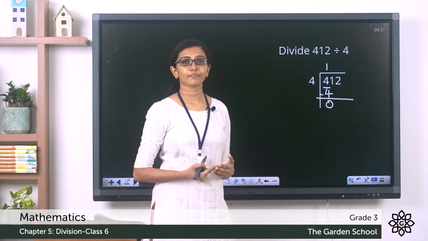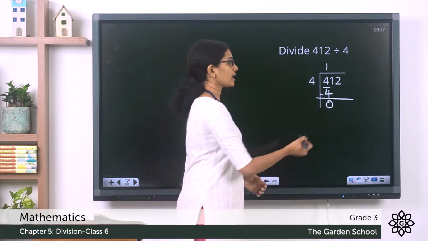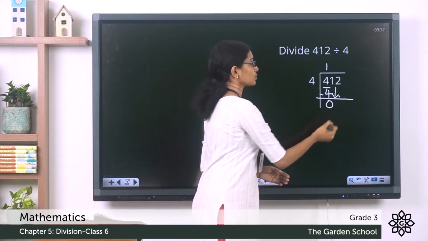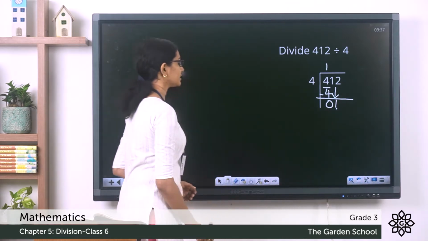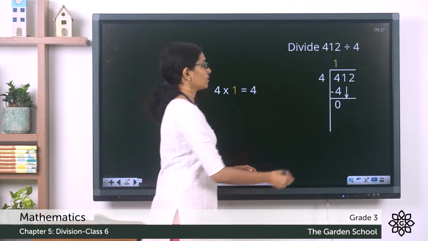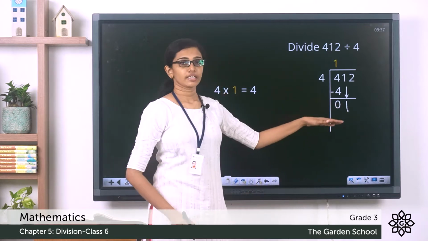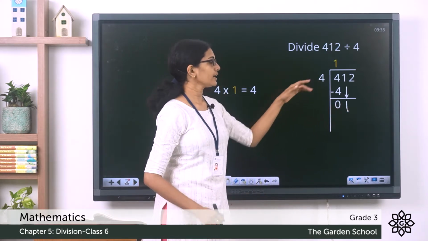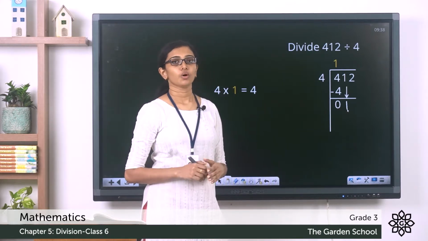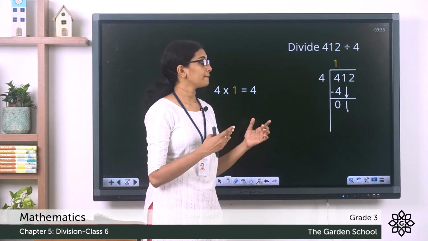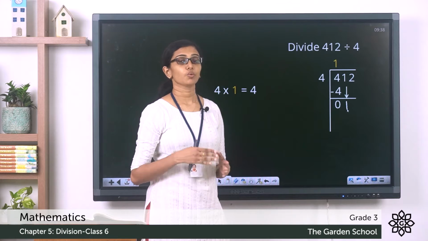Now what is the next step? The next step is to bring down the next digit. So which is the next digit? That is 1. So we are bringing 1 down here. So right now we are considering this 1 by this 4. We have to do 1 divided by 4. But can we divide 1 by 4? No, right?